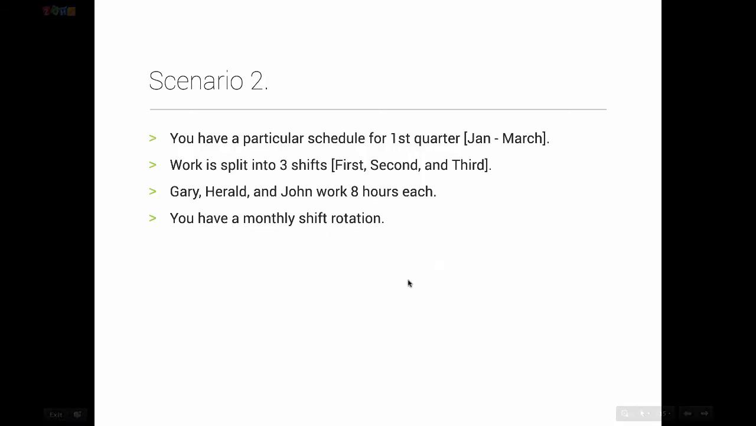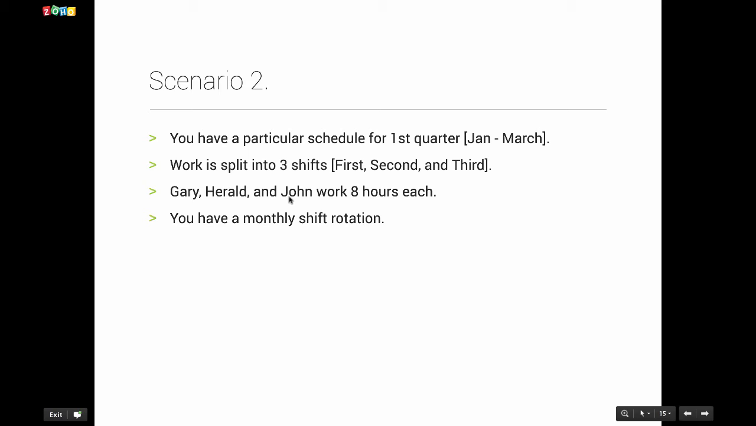So I'm going to explain to you a second scenario where we have a similar schedule. For the first quarter, again my work is split into three shifts with Gary, Harold and John working in first, second and third shift respectively. Again, they work for 8 hours each day. And here I have a monthly shift rotation. That is, if Gary is working in morning shift in the first month, that is Jan, then Gary will work in afternoon shift in the month of Feb and at night shift in the month of March.